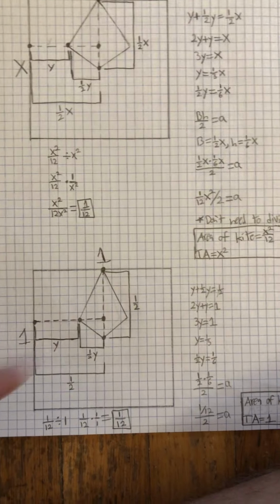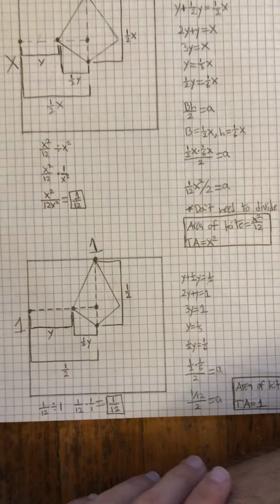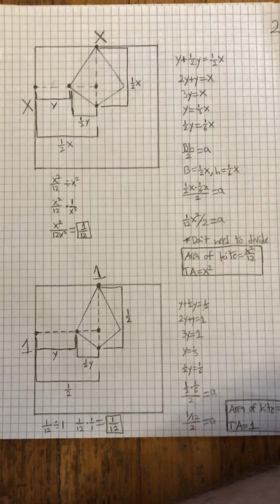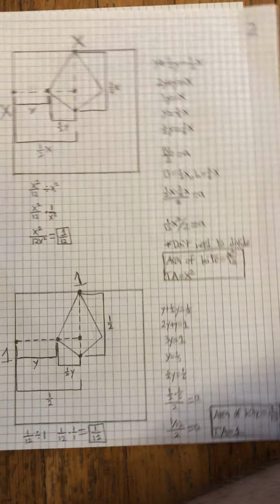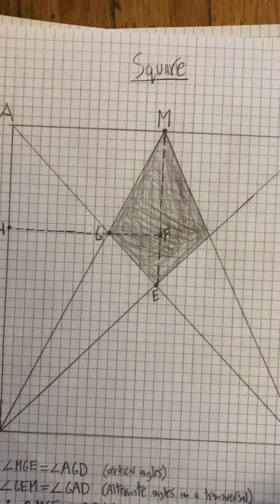Again, I did it 1 to 1. And the answer was still 1/12. So that's something super cool. I messed up at first when I tried using geometry. I messed up. This is really crucial.